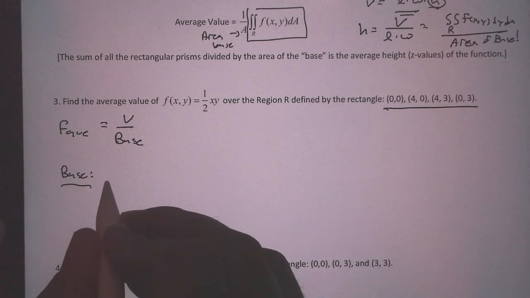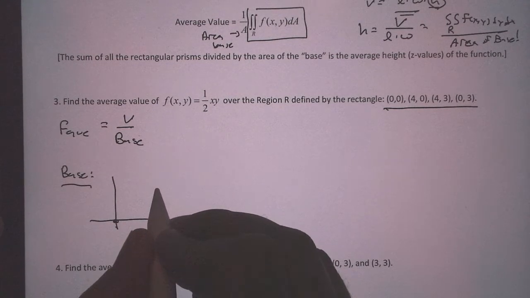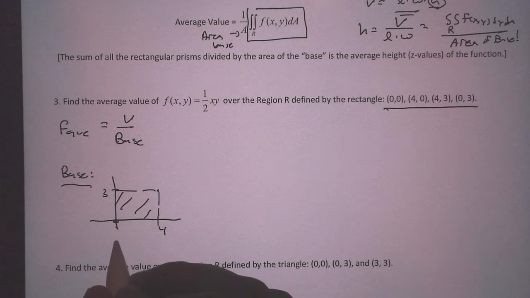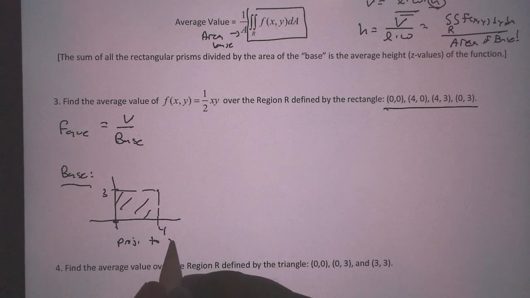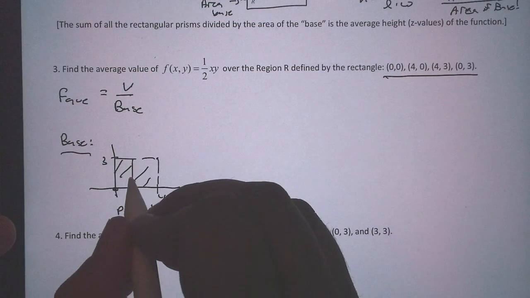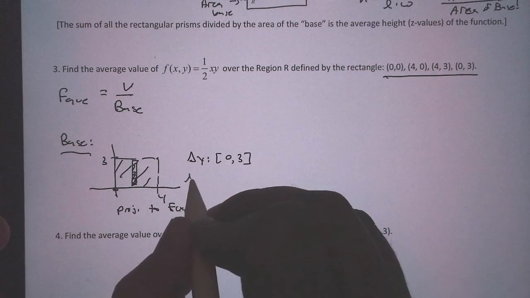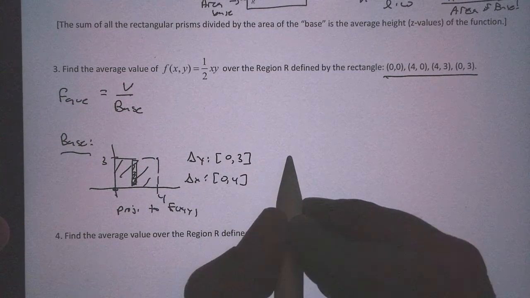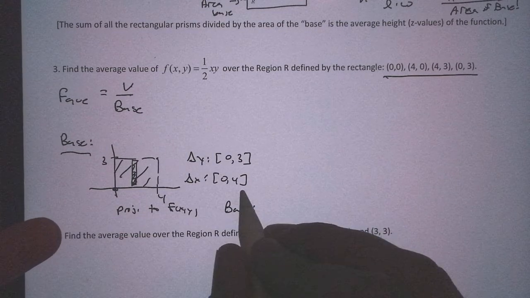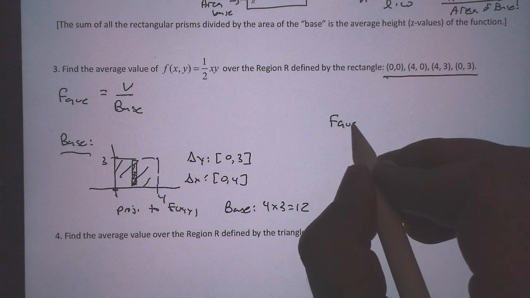So when we draw our base, it is going to be a rectangle: 0,0; 4,0; 4,3; 0,3. So remember, this is the part that is projected from the function f of x y to our surface. If I look at a vertical rectangle, you can do horizontal if you like, I know my change in y's are going to be 0 to 3, and my change in x's are going to be 0 to 4. The area of my base, well, this is a rectangle, that's just length times width, so 4 times 3, which is 12.